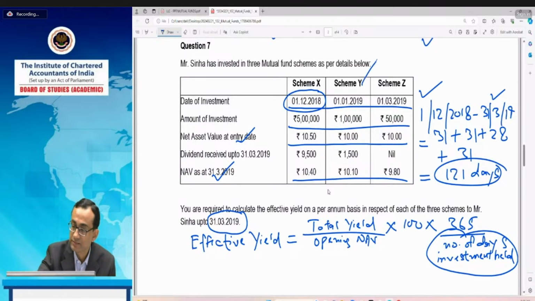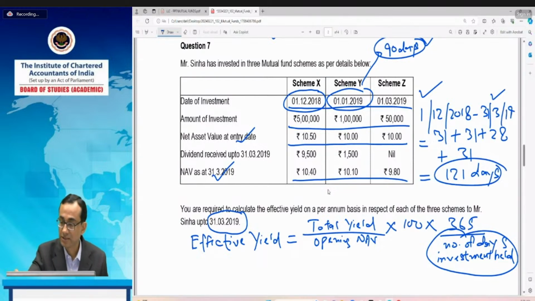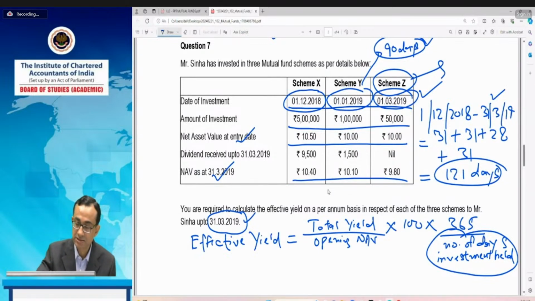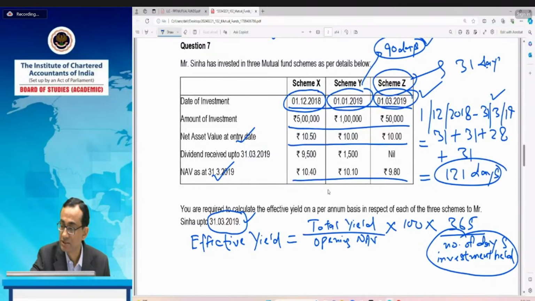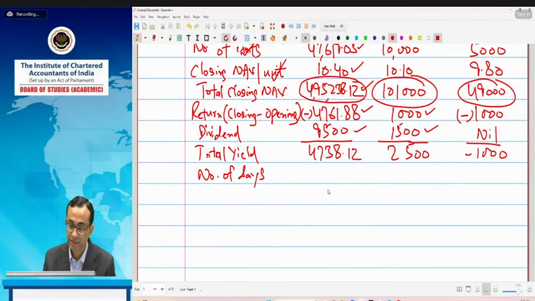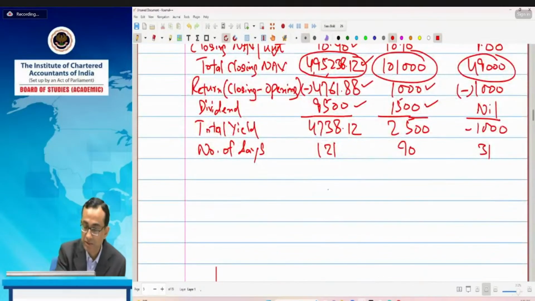Scheme Y, how many days it will be? 1/1/2019 means January 31 days, February 28 days plus March 31 days. So it will be 90 days in case of scheme Y. So he held the investment in scheme Y for 90 days. And in case of scheme Z, the number of days, investment was made on 1st of March and it is held till 31st March, means investment is held for 31 days in case of scheme Z. Okay. Now put the figures. Number of days investment held. For X, we calculated 121 days. In case of Y, it is 90 days. In case of Z, it is 31 days. Now calculate the effective yield.